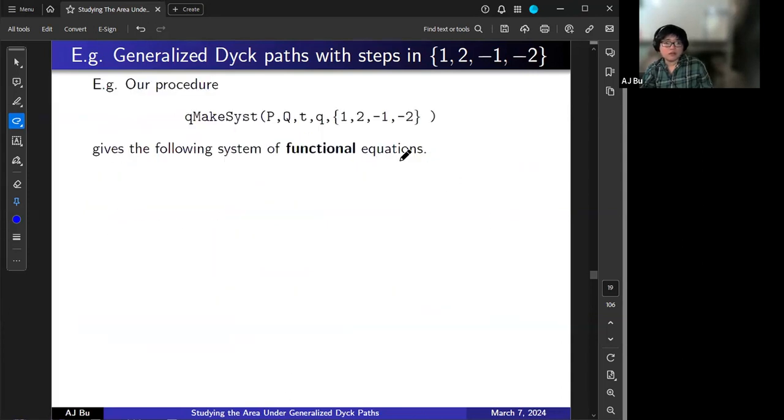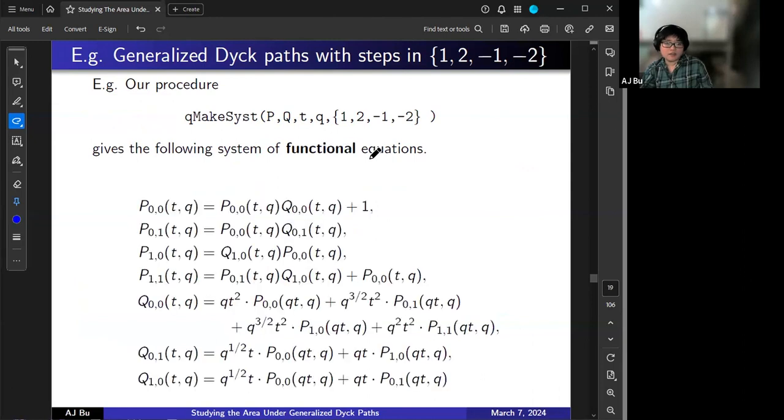So, an example of our output would be, if we use our procedure Q makes syst, we can get this system of functional equations, and it's going to look something like this. We still have the same number of equations. The output is somewhat similar to what we had before. We just have the adjustments for the changes in the areas.